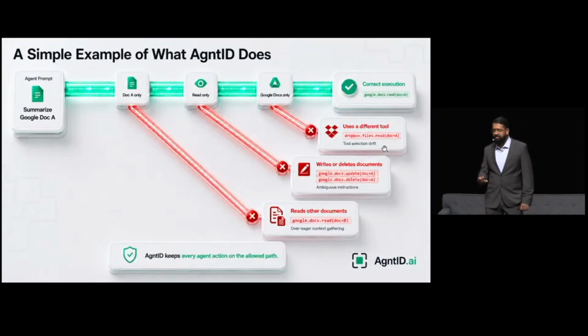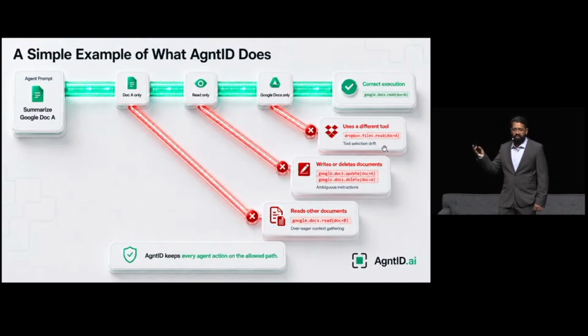So this is a very simple example of what AgntID does. Let's say your prompt to the agent is summarize Google Doc A. Now, what that means is that the agent should only look at Doc A. Sometimes it gets over-eager, and starts looking at other docs, Doc B or something. If it does that, we block it.